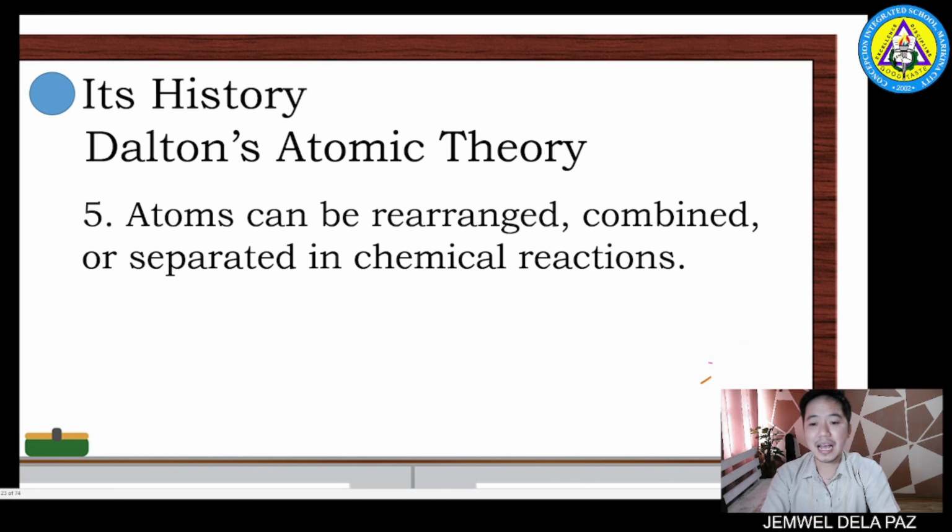Fifth and the last is atoms can be rearranged, combined or separated in chemical reactions. The only means that we can do such a rearrangement, combination or separation of atoms is through chemical reaction. A hydrogen atom with an oxygen atom is what we call water, H2O. But because of Dalton's atomic theory, we were able to rearrange this one and form another compound due to chemical reactions.